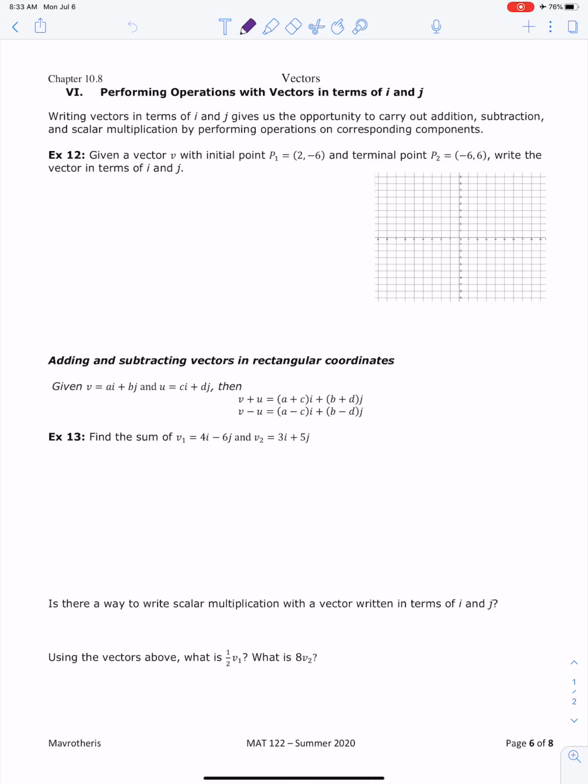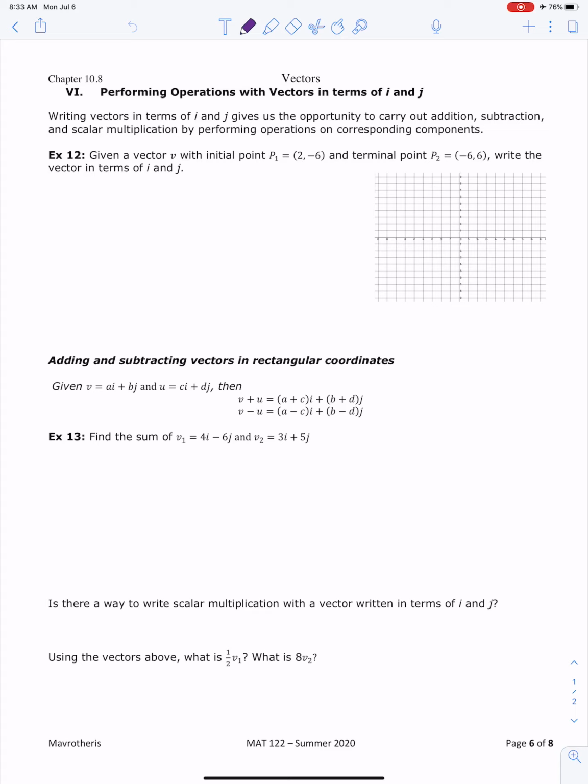Okay, chapter 10.8, vectors. This is page 6. So continuing on what we talked about on page 5, we're going to talk about, as we write vectors in terms of their unit components, i and j, how we perform operations. And it's kind of nice when we look at them this way, because then we can perform operations algebraically the way that we're comfortable with.